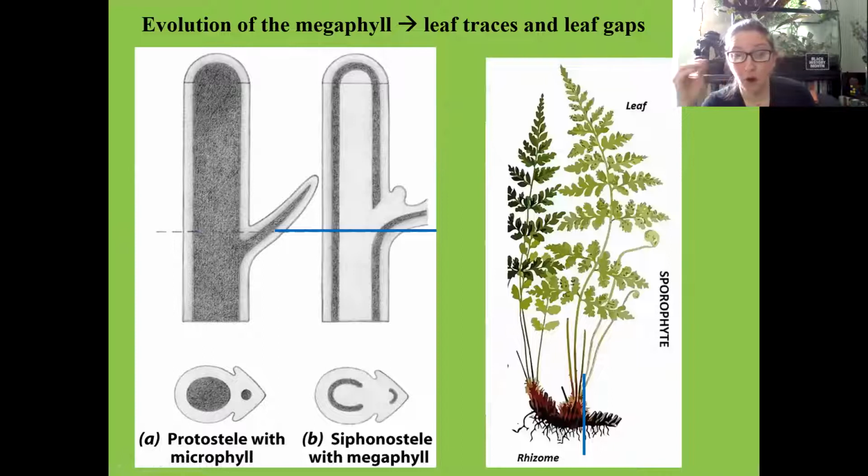However, if you were to do a cross section through a fern stem, so here we're doing a cross section through the rhizome, which remember is that, look at these orange, horizontal stem. So look, we're doing a cross section through the horizontal stem down here, which is the rhizome. And it's shown right here. But however, now ferns have a megaphyll. And so the vascular tissue is different. They also have a siphonostele with leaf gaps. And remember, a siphonostele has a ring, right? It's a ring and it has a hole in the middle.